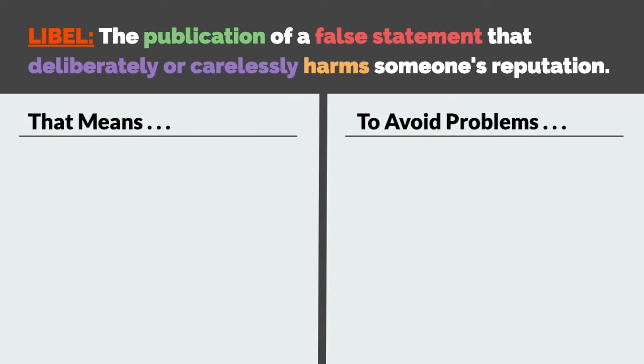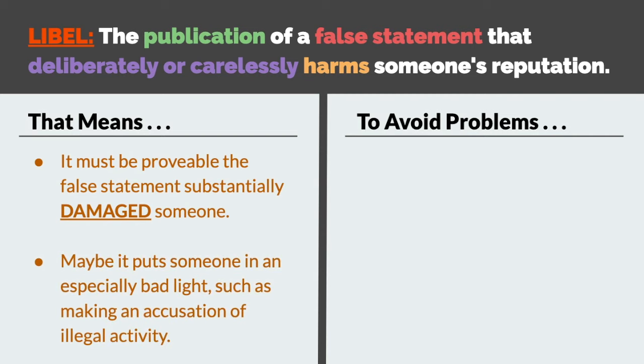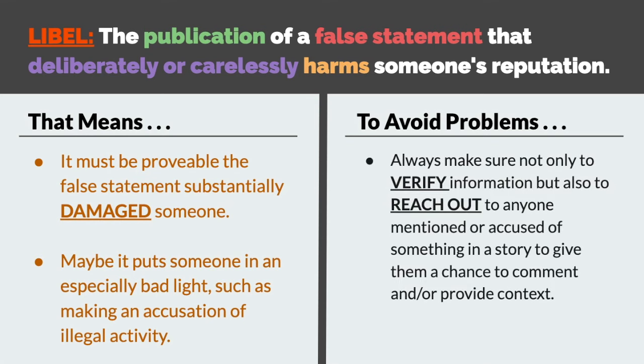When it comes to the harm you might have done, someone does need to be able to prove for libel that you did harm them significantly in some way. And often that comes about if you've accused them of illegal activity or associated them with that in some way. Again, to avoid it, like a lot of these things, you're making sure to verify stuff, but especially you're making sure to reach out to someone who might have been accused or associated with something harmful in a story.